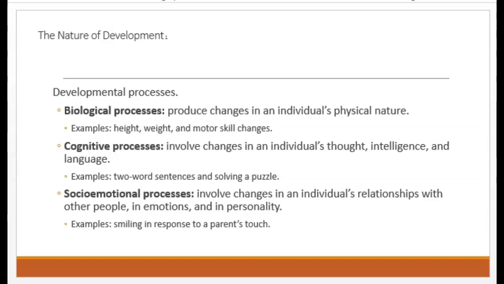And there are socio-emotional processes, which involve changes in an individual's relationships with other people, changes in emotions, and changes in personality. Think about friendships that you have made, people you have relied on, and people who have relied on you. Think about how interactions have strengthened or weakened your sense of trust in others.